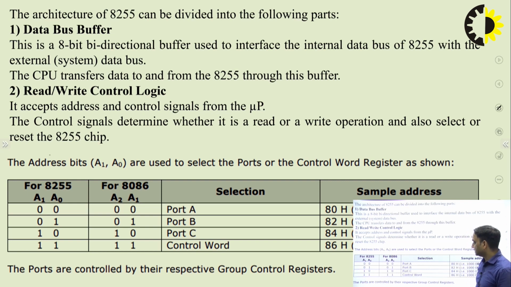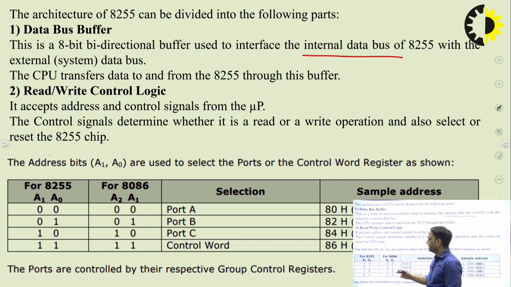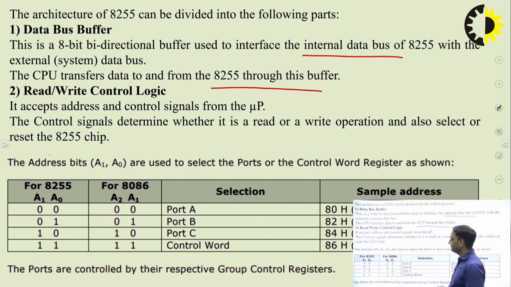This is the architecture description: it is an 8-bit bidirectional bus buffer used to interface the internal data bus of the 8255 with the external data bus, and the CPU transfers data to and from the 8255 through this buffer. The data bus buffer is used only for data transfer between the IO device via the 8255 and the MPU. It is connected externally to the microprocessor 8086.